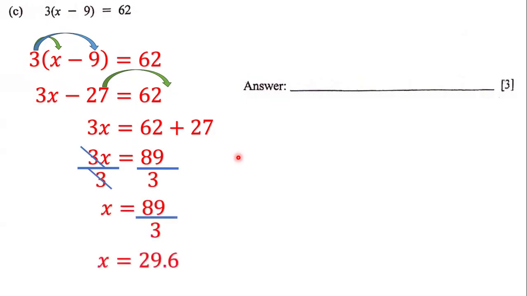And 89 divided by 3 is 29.666666, and the 6's continue. So that's why we put a bar on top of this 6, indicating that it's a recurring decimal. And so we have that x is equal to 29.66666 and continuing.